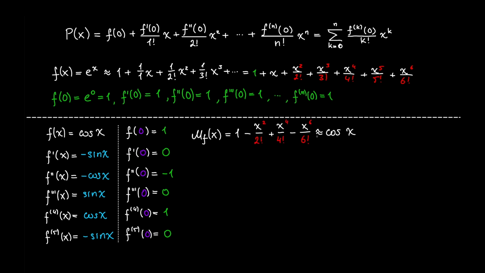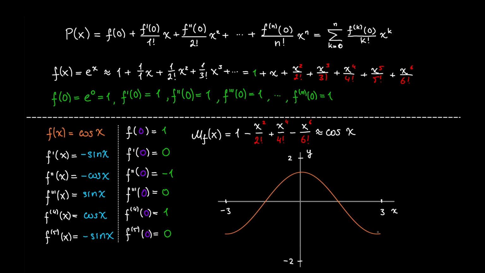We could continue this polynomial, however, I'm going to end it at the power of 6, and I'm going to show you the visualization of this Maclaurin series compared to the actual cosine curve. This graph here in orange would be the actual cosine wave between the values of negative 3 and 3.